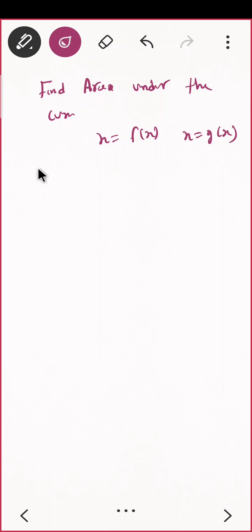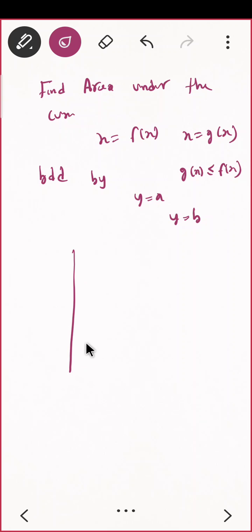Now the next question is that find area under the curve x equal to f of x and x equal to g of x bounded by y equal to a and y equal to b, where you are given g of x is less than or equal to f of x. You are given that. Can you tell me the graph? How will be the graph and everything? So your f of x is the bigger one. Sorry, it should be f of y, no? X equal to f of y. I'm sorry, it should be y.